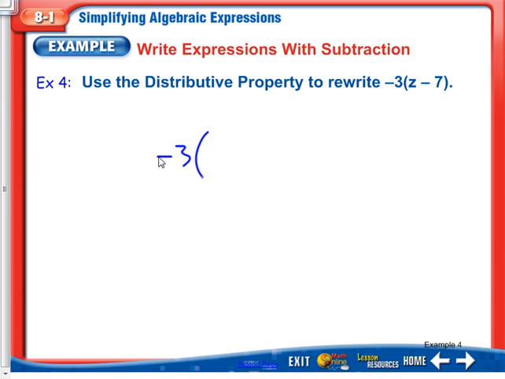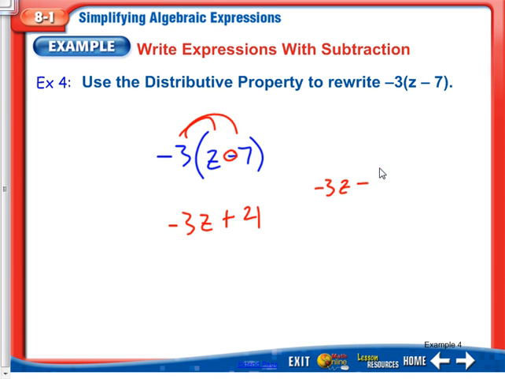Negative 3 times the quantity z minus 7. Again, we're going to distribute negative 3 throughout. So negative 3 times z. Now here it gets a little tricky, because you have to remember that this is a negative times a negative. So negative 3 times negative 7, we're actually going to get plus 21. Another way to maybe avoid that is you can just say negative 3z minus, and then do negative 3 times a positive 7.